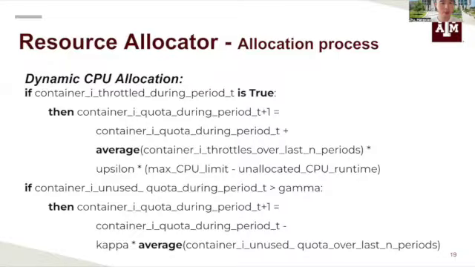And then we check whether the CPU of the container is not fully used. If the unused quota during the period is greater than gamma, which is another parameter determined by the user, that means the container is not fully using its quota, so the CPU limit will be revoked. We update the quota for this container for the next period by subtracting kappa times the average of the container's unused quota over the last n periods. Here kappa is also a tunable parameter.